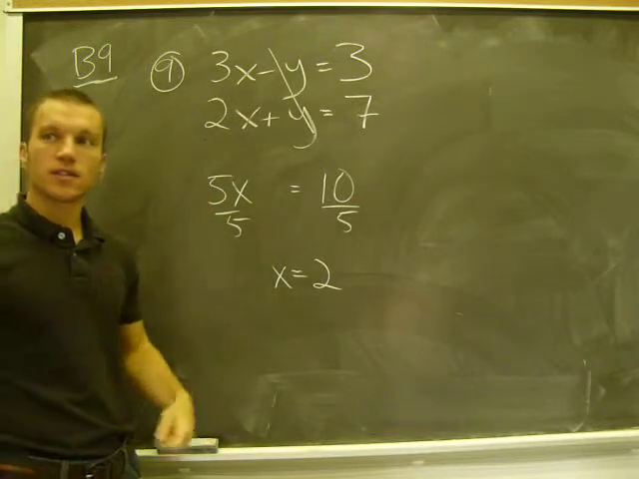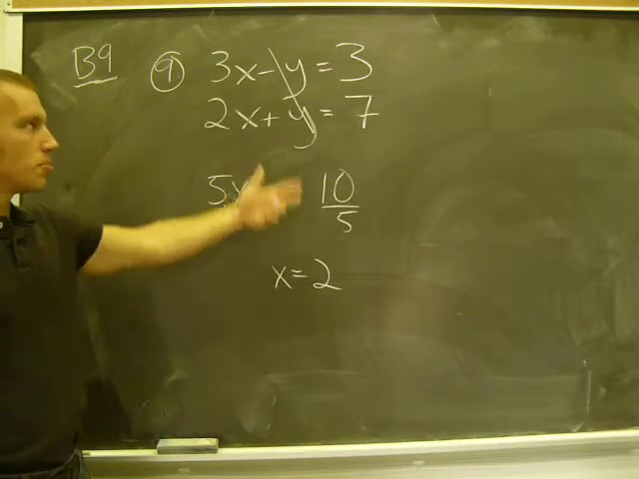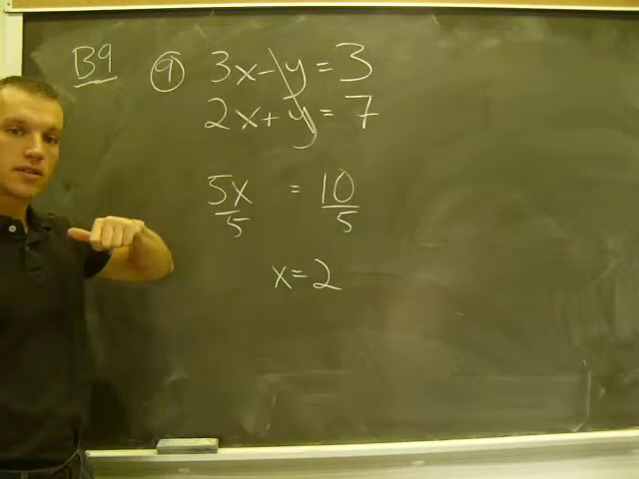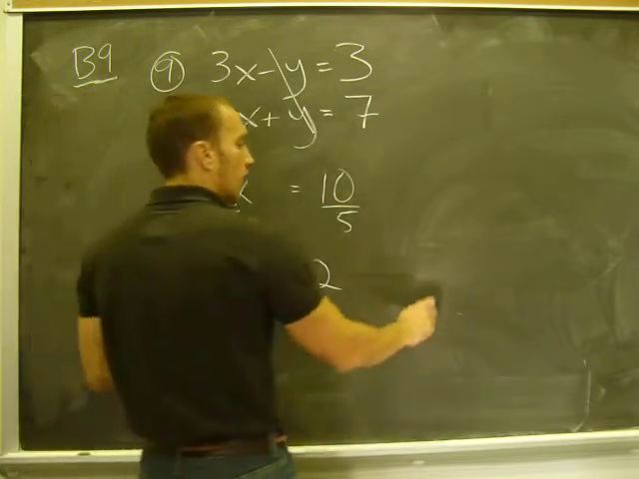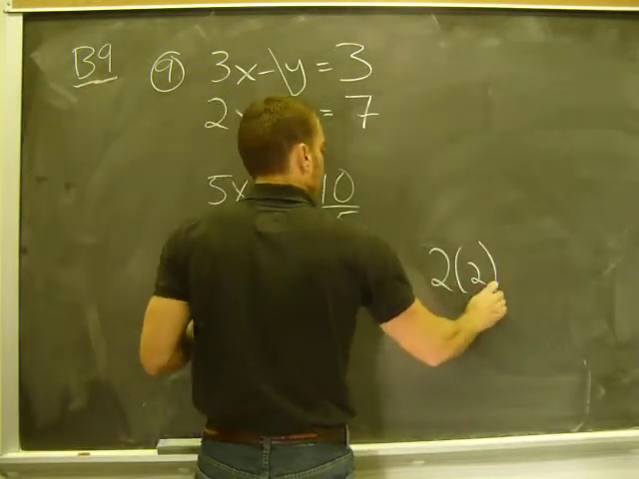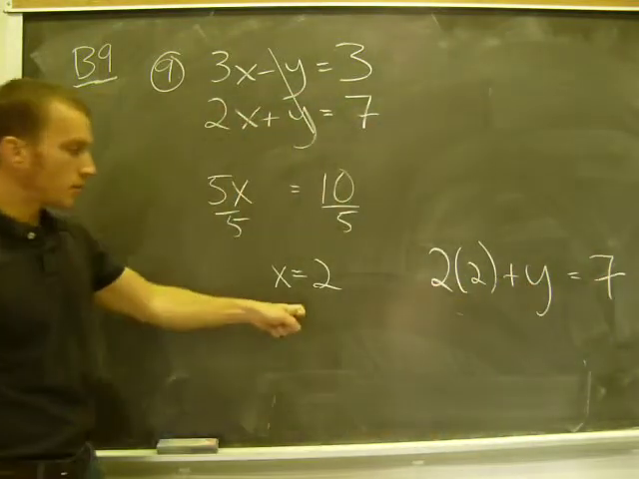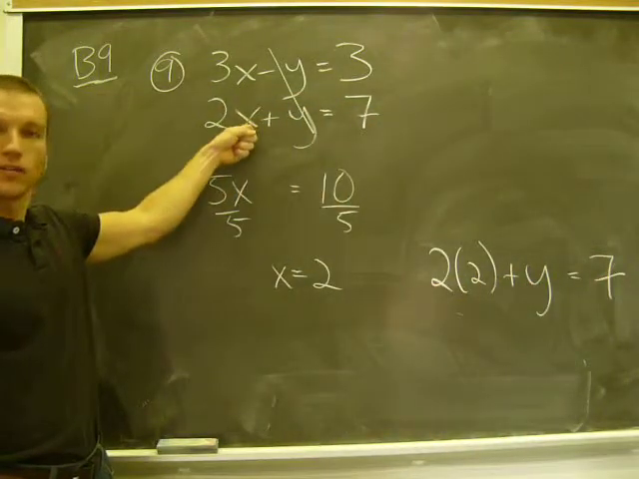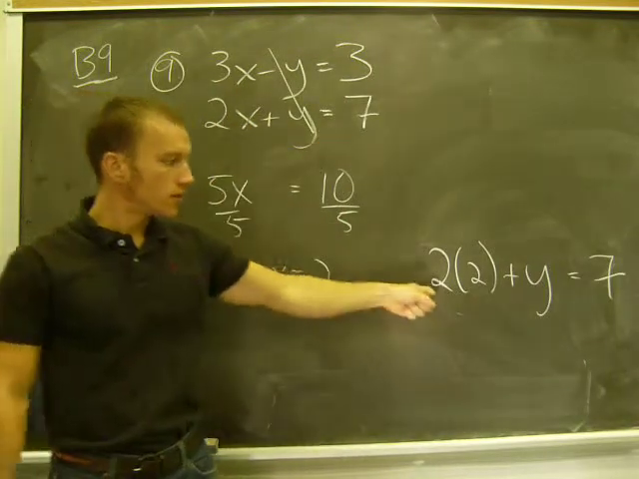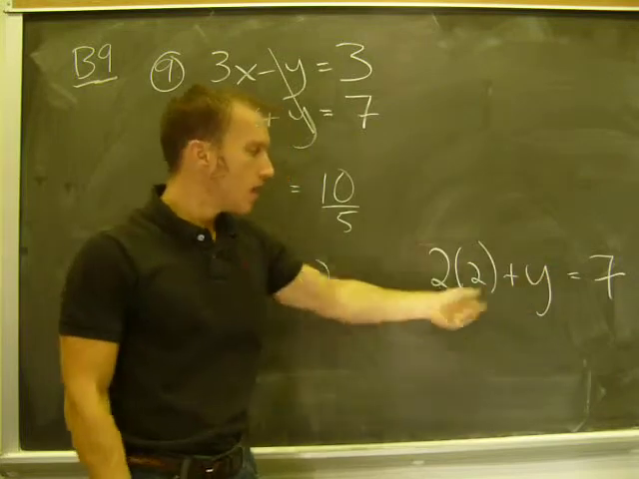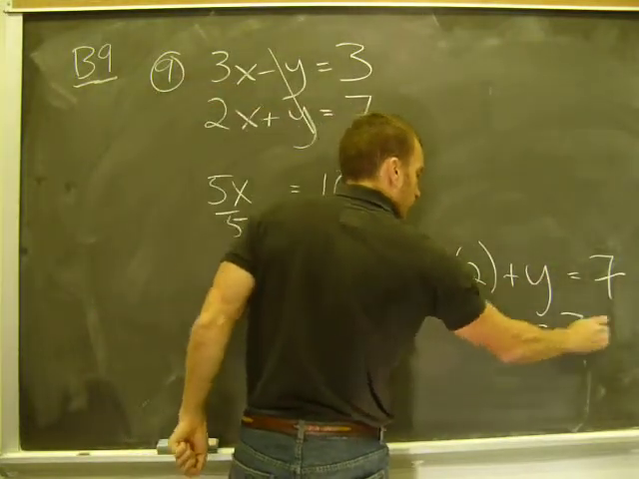That is, to solve a system, you need a solution for x and a solution for y. So once I get that, I go and plug that into either one of those equations. Doesn't matter which one. To get the solution for y, I'll pick this one. What I did is I took my solution for x and plugged it in right there for x. 2 times 2 plus y equals 7. And then solve that. 2 times 2 is 4 plus y equals 7.